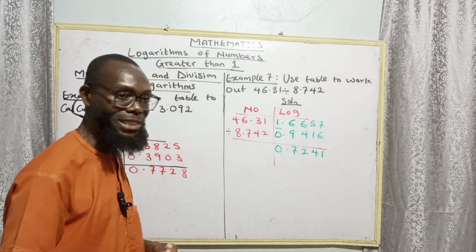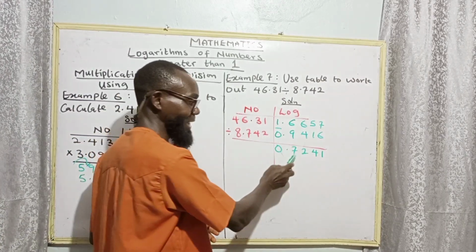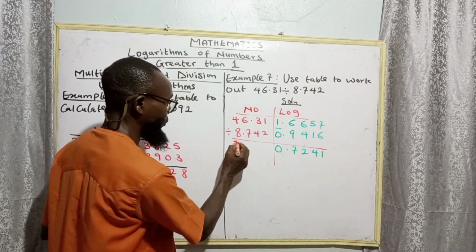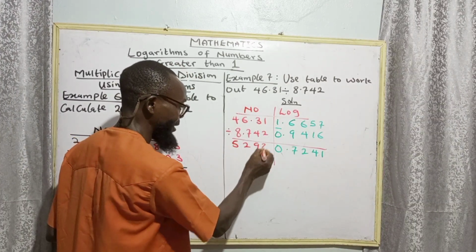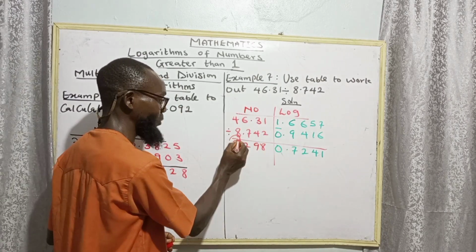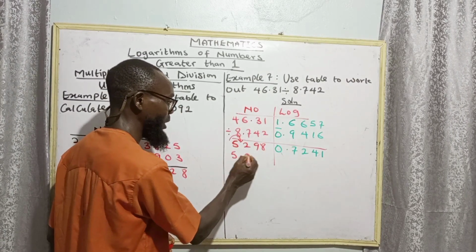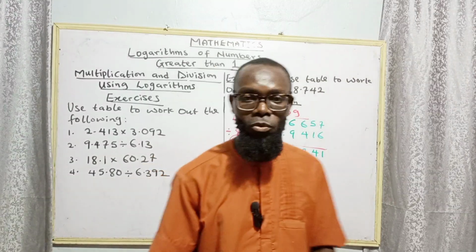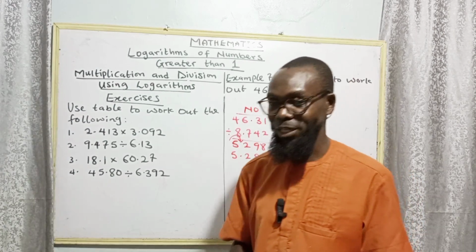Then we check our antilogarithm. 0.72 under 4 difference 1. We have 5, 2, 9, 8. So when you add 1 to this 0 making 1, you shift your point once. 5.298. Now, we've come to the end of today's class.